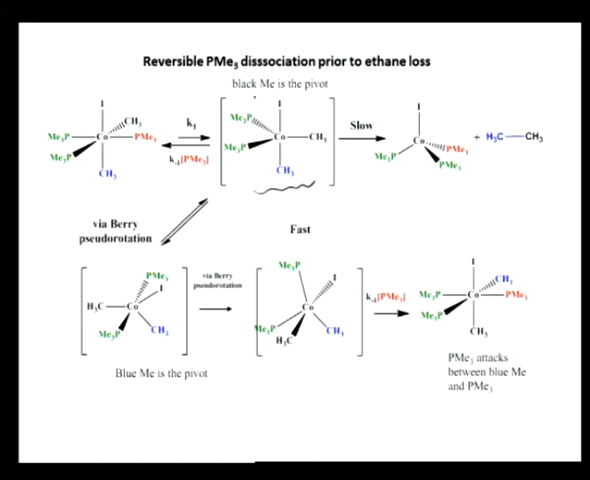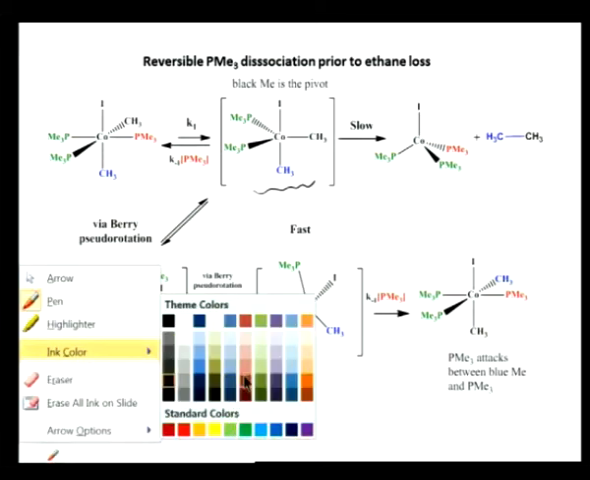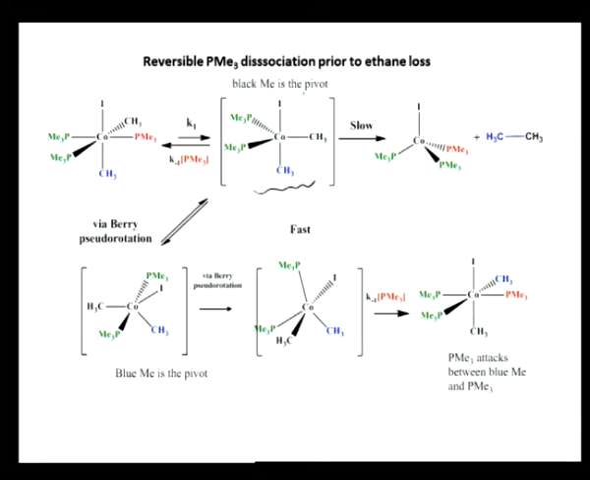So, if the black methyl is the pivot, which means this is the pivot, let me color it for you in a different color. If this is a pivot atom, then we will move the equatorial groups, the two green equatorial PMe3 units, and make them axial. You would end up with an intermediate like this. And this intermediate, which will be a slightly higher energy intermediate, can undergo another Berry pseudo rotation.